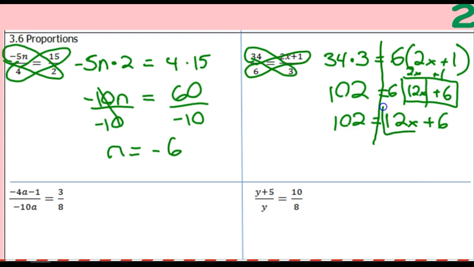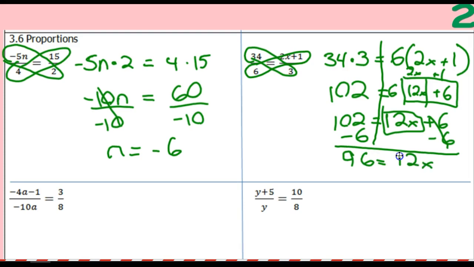Now I want to get x all by itself. So this is the last thing I'm going to do. The first thing I'm going to do is subtract 6 to move the 6 over to the other side. 102 minus 6 gives us a 96 equals 12x. Finally divide by 12, and x equals 8.